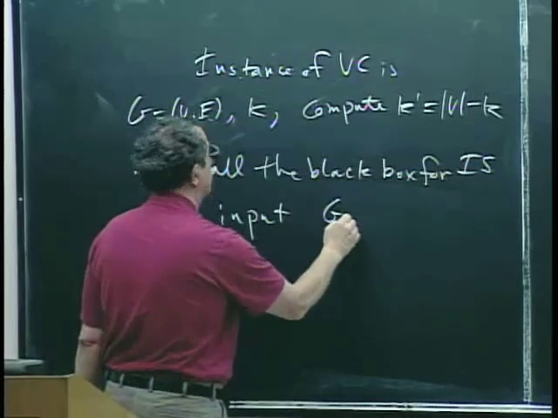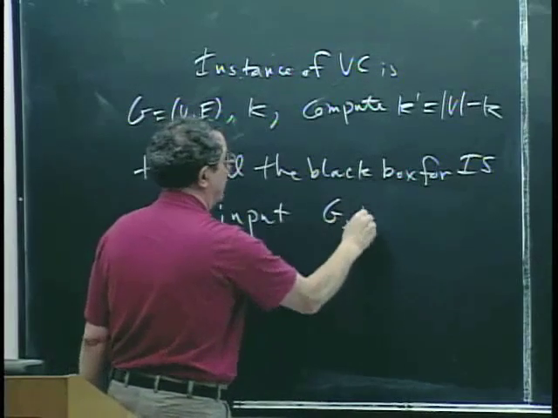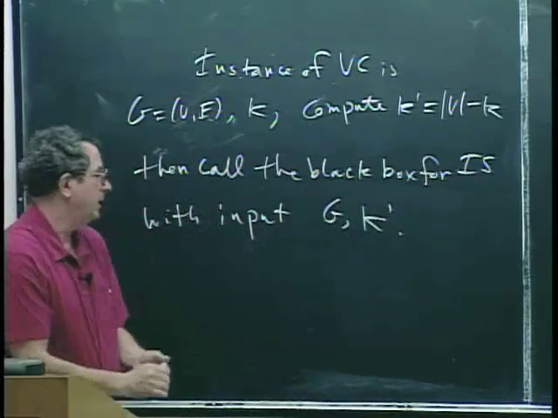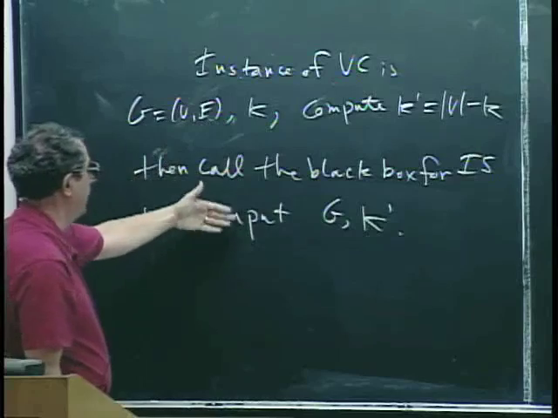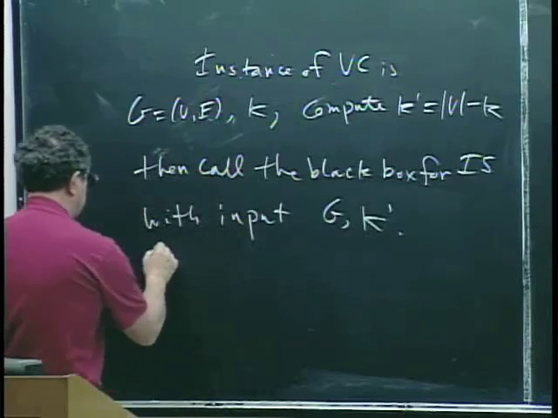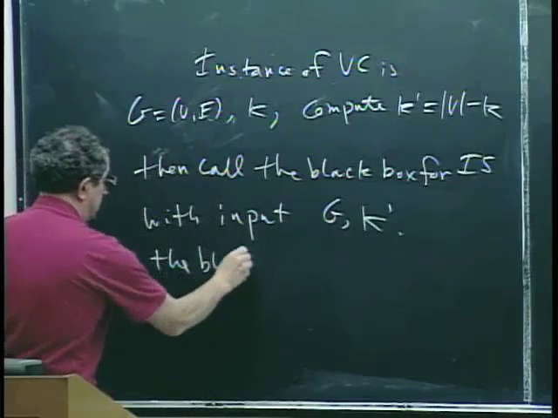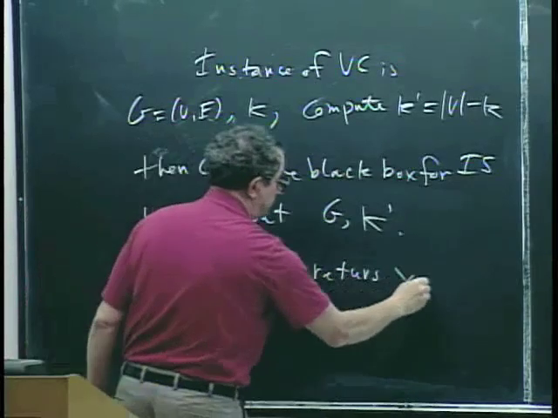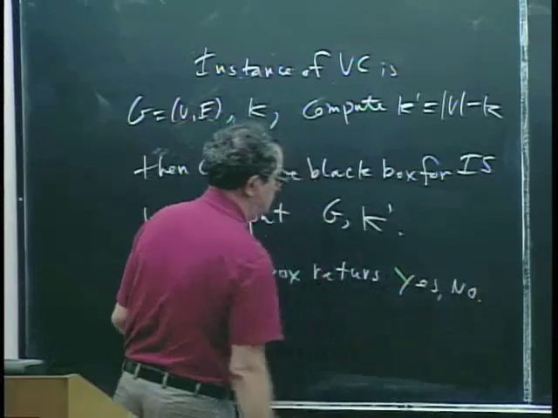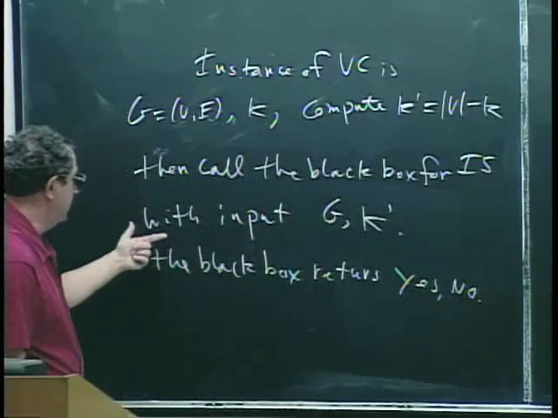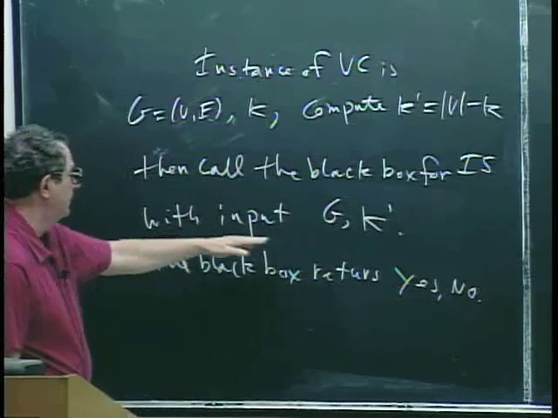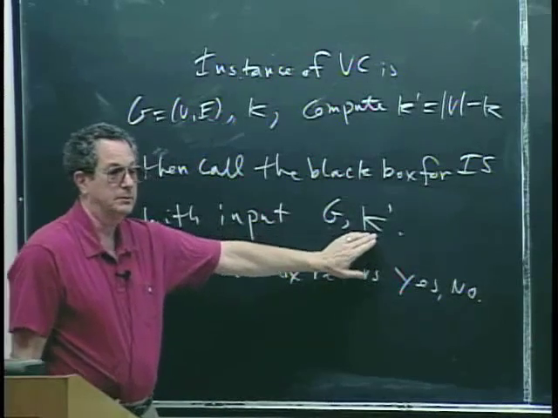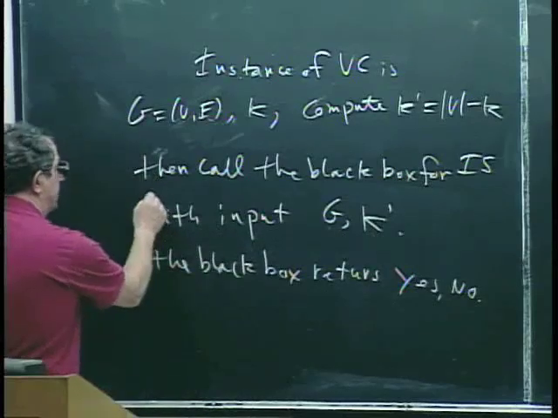G. It's the same graph as before, and now target k prime. And that black box returns either yes or no. It says there is an independent set in G of size k prime, or there isn't. And so that's the call.